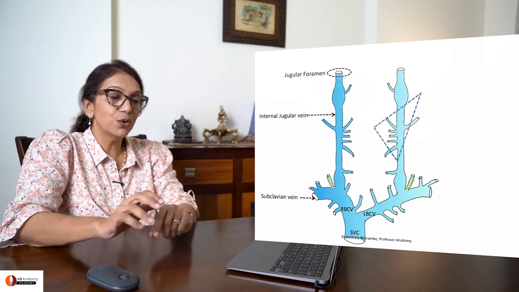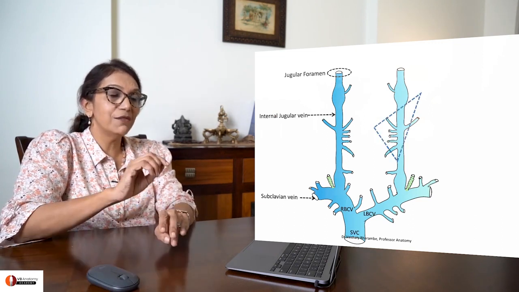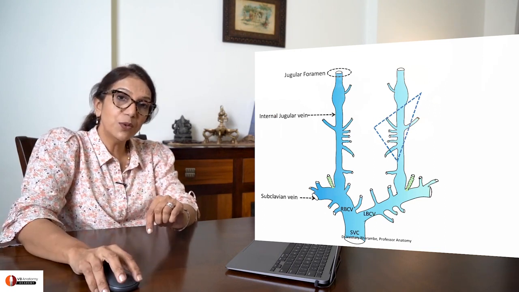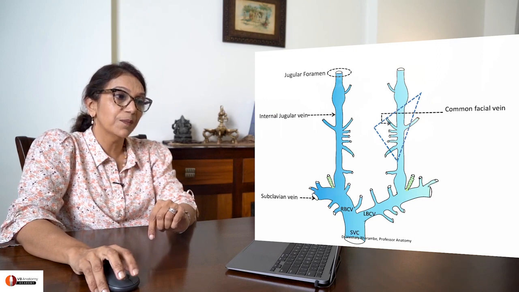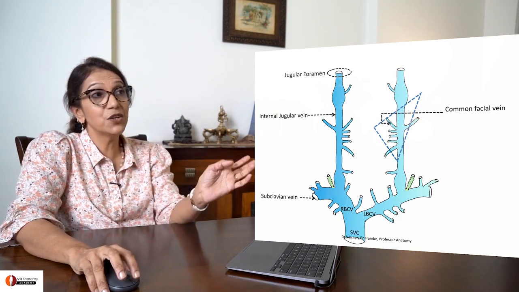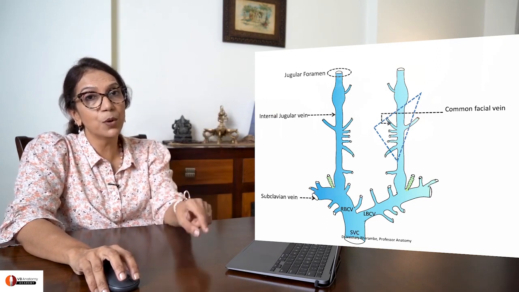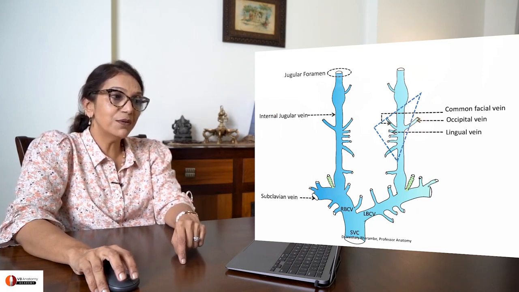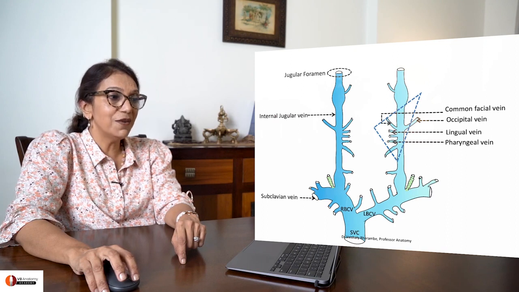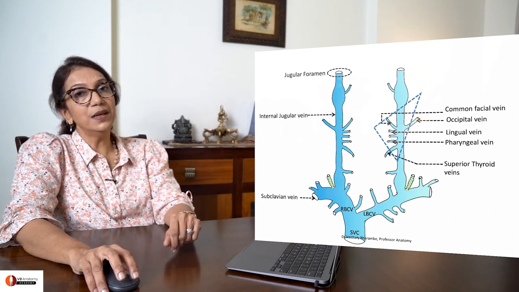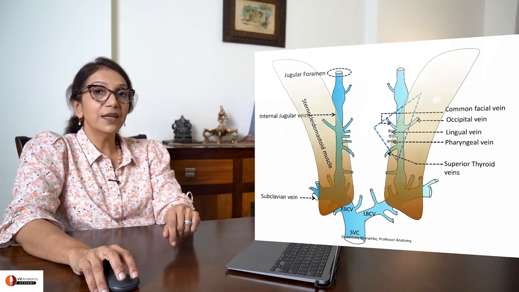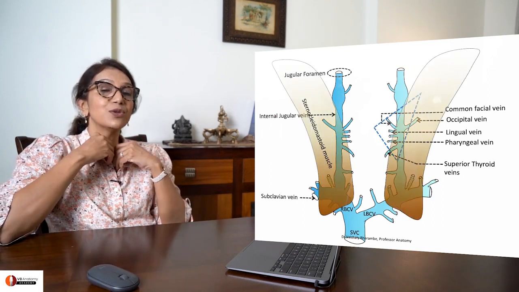Now, here is your triangle. In the triangle, the vein receives 5 veins. Okay. What are the 5 tributaries it receives? Common facial. If it's facial, then what should be received posterior to it? Of course, the occipital vein. Also, it receives the lingual vein, the pharyngeal vein, and the superior thyroid veins. Okay. All this under the cover of the sternocleidomastoid muscle.